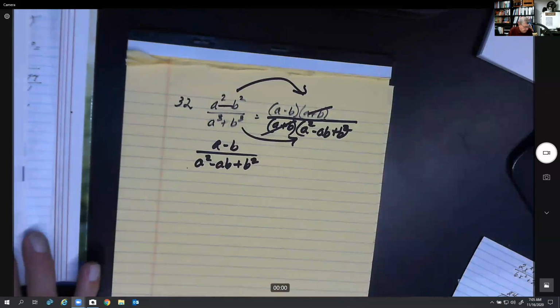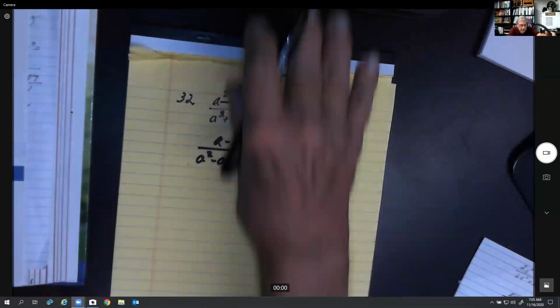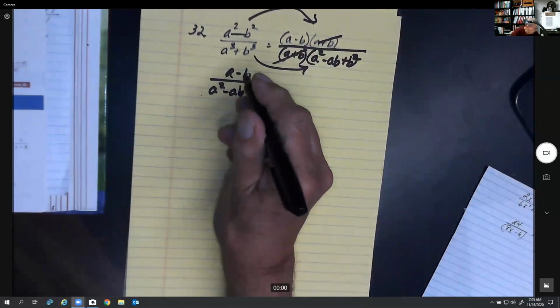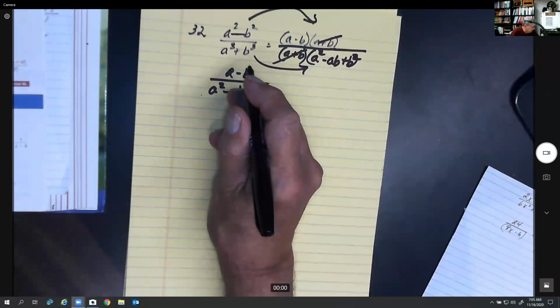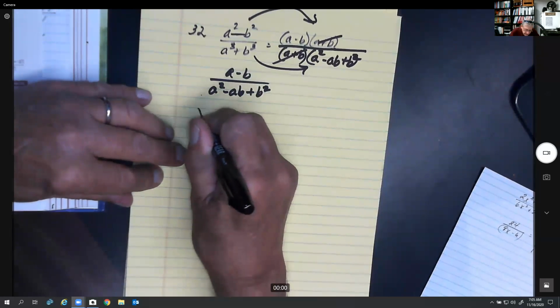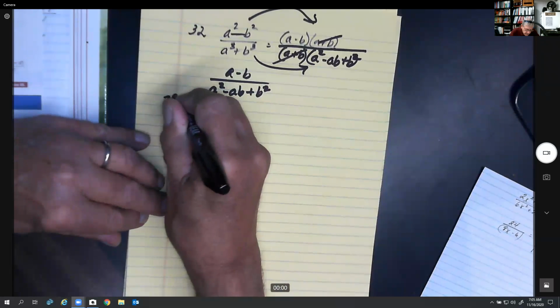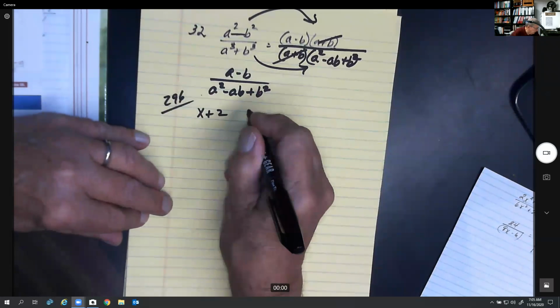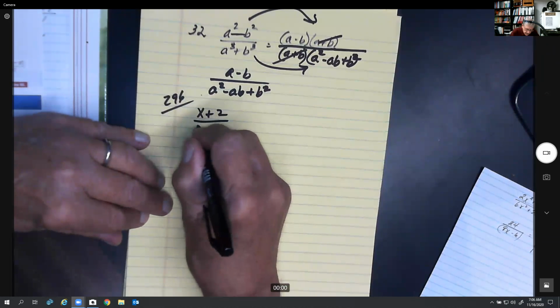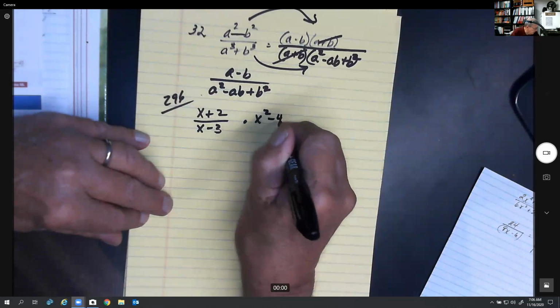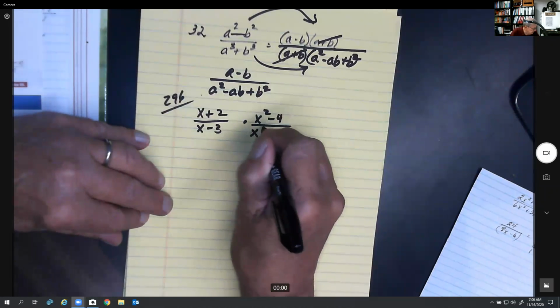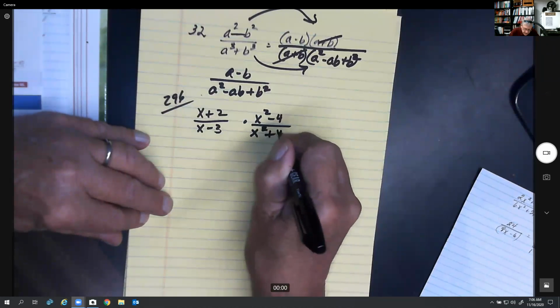Okay, now I'm going to look at some multiplication, and basically the same rule applies: factor and cancel. It's just that you have a lot more terms. Okay, let's try one here. Let's try this problem right up here. This is on the top of page 296. Example 14: x plus 2 over x minus 3 times x squared minus 4 over x squared plus x minus 2.